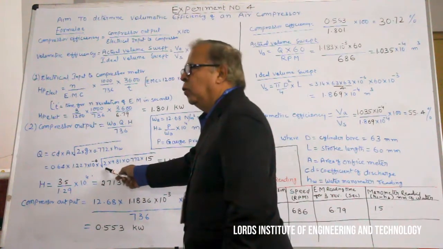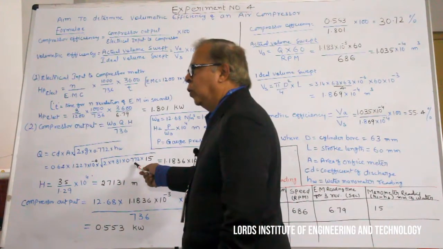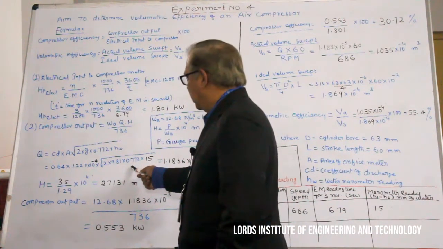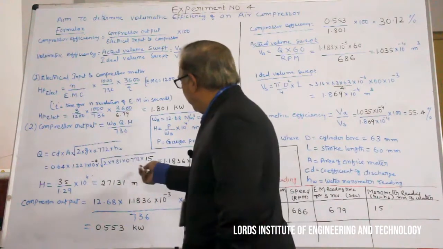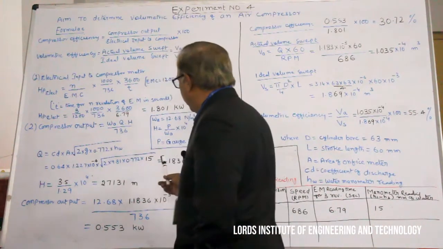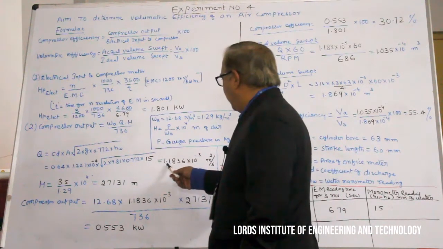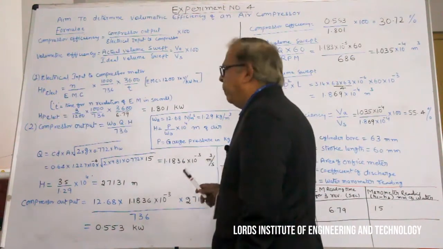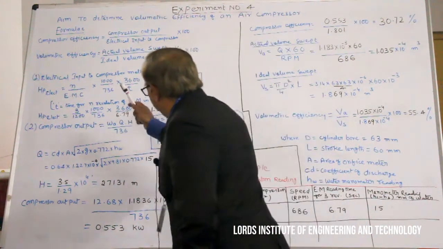So it is under root 2 into g, 9.81, into that constant, as I told you, density of water, divided by density of air, divided by 1000, because we are converting it into meters. Now if I substitute all these values, I get the flow rate as 1.1836 into 10 to the power minus 3 cubic meter per second. This is the flow rate, this is Q we have calculated.